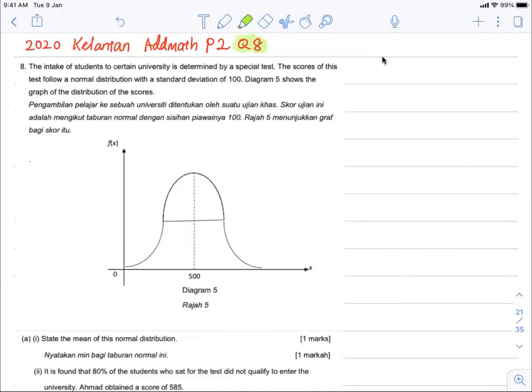So in this question it gives us a normal distribution with a standard deviation of 100. The x-axis over here refers to the score of the students. This one is score.